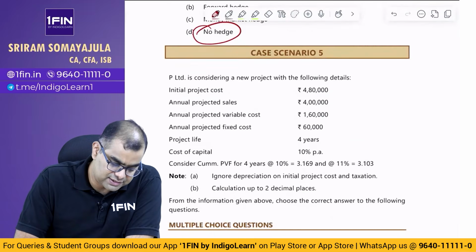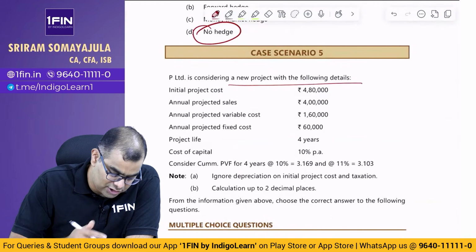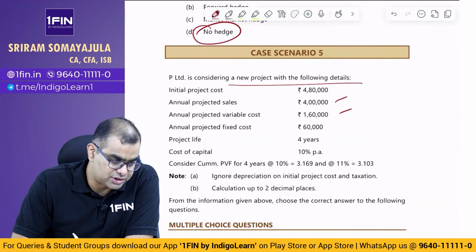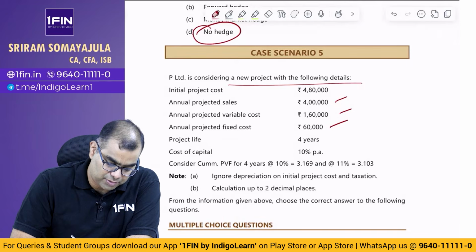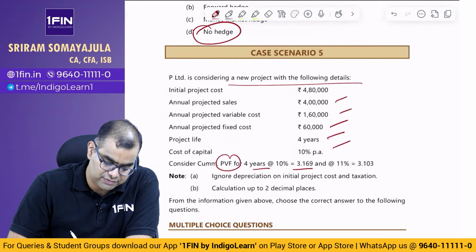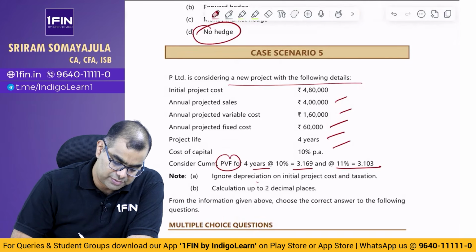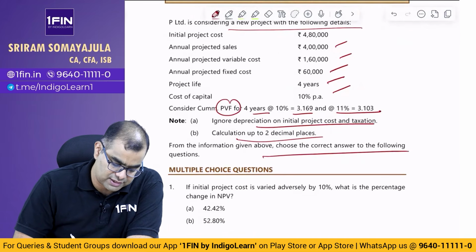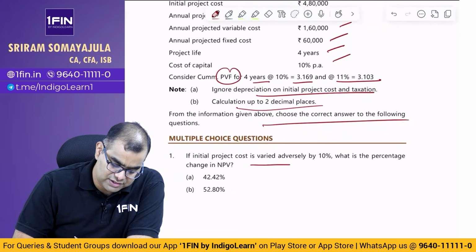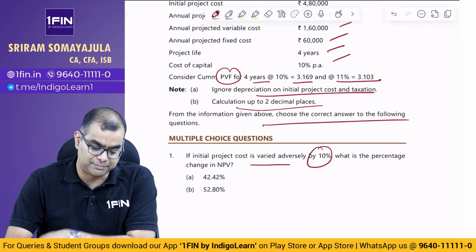Then, P is considering a new project with the following details: initial project cost, annual projected sales, annual projected variable cost, annual projected fixed cost, project life, cost of capital. Consider the cumulative present value factor over 4 years at 10% is 3.169, at 11% 3.16. Ignore depreciation, initial project cost and taxation, calculation to two decimals. From the information given above, choose the correct answer. Initial project cost is varied adversely by 10%. What is the percentage change in NPV?